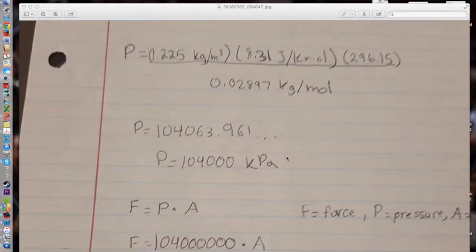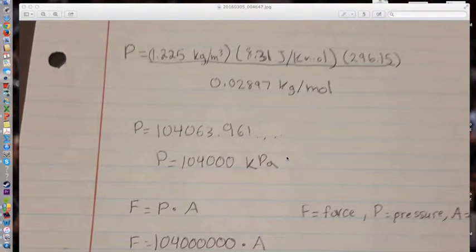So now using the equation, we figure out that the pressure is equal to the density of the air, which using Google I found it to be 1.225 kilograms per meter cubed, times the universal gas constant, which was just given to me, which is 8.31 joules per kmol, and times the room temperature in Kelvin, which the room temperature in degrees Celsius is about 23, and converting that to Kelvin is about 296.15. And that divided by the molar mass of air.